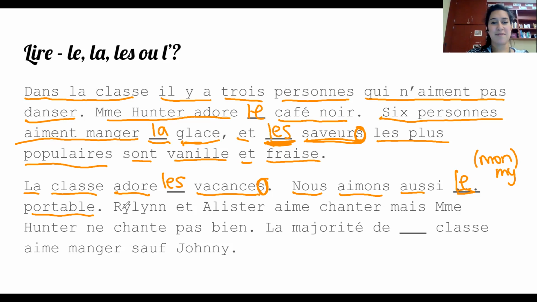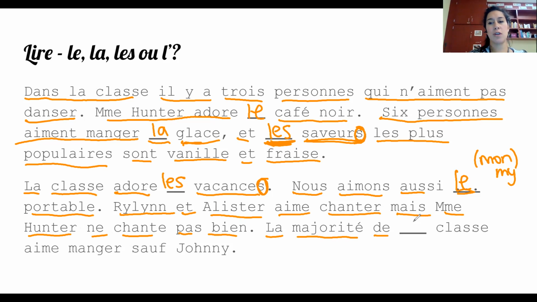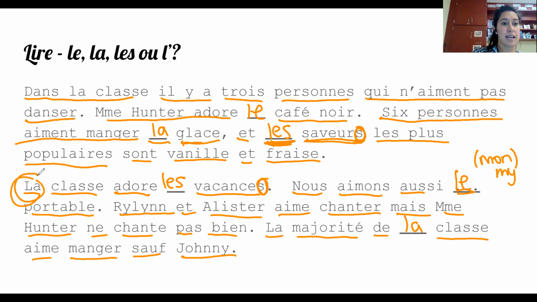Okay, on continue. Rylan et Alistair aiment chanter, mais Madame Hunter ne chante pas bien. La majorité de la classe aime manger, sauf Johnny. Okay? So, did you get la? That wasn't one of our words from last week, but it's something that you hear all the time, la classe, and also it was right over here, la classe.